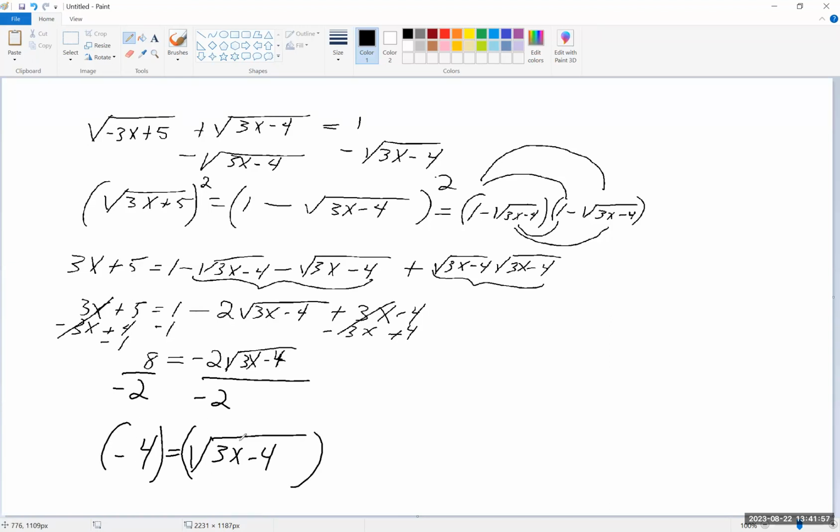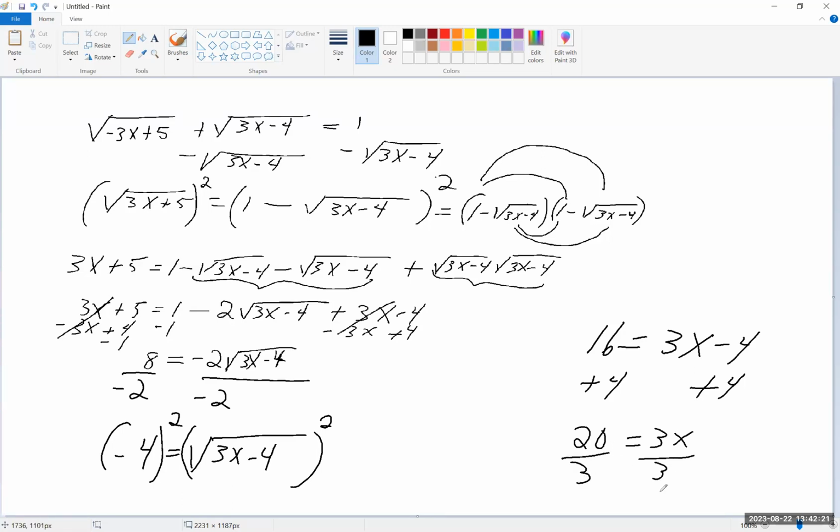I'm going to square both sides. I'm left with 16 is equal to 3x minus 4. Add 4. This is 20. Divide by 3. My answer then, it's going to be way over here. X is equal to 20 over 3.